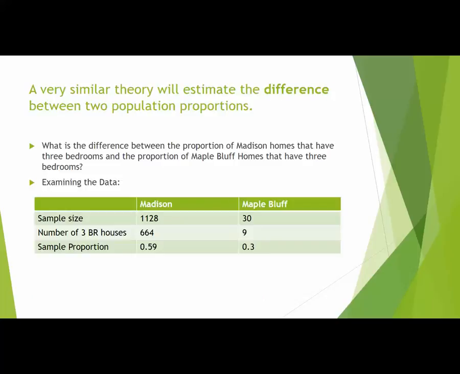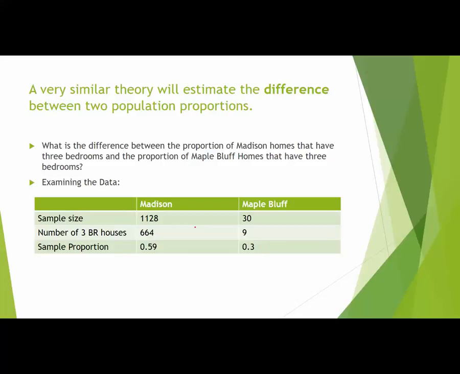And a very similar theory will estimate the difference between two population proportions. So for example, what is the difference between the proportion of Madison homes that have 3 bedrooms and the proportion of Maple Bluff homes that have 3 bedrooms? So when we filter our data in Excel, we get that 664 out of 1,128 Madison homes had 3 bedrooms. We already saw that. And 9 out of the 30 Maple Bluff homes that were for sale had 3 bedrooms. And the proportions are quite different, 0.59 to 0.3.